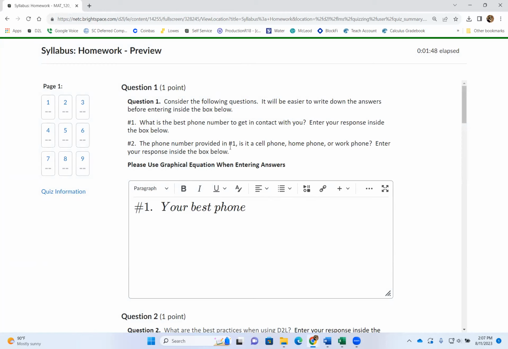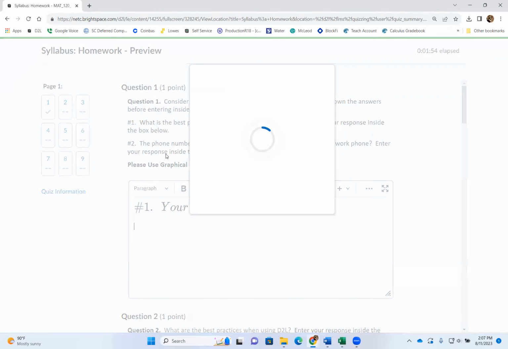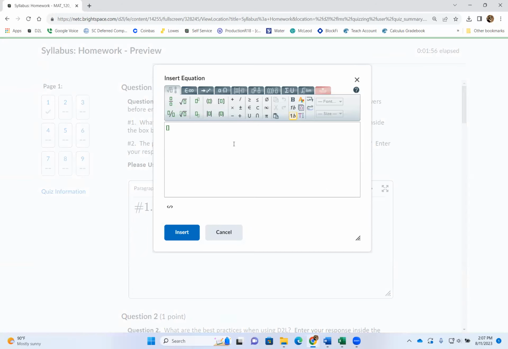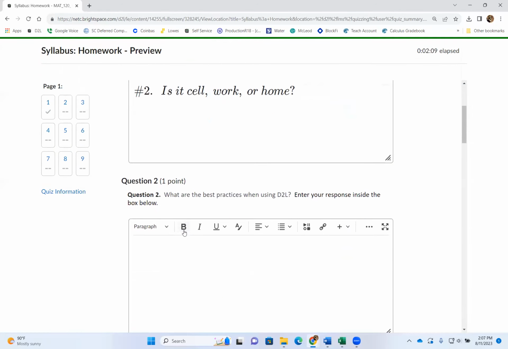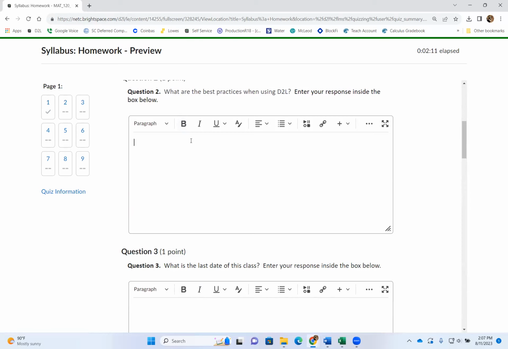Number 2, the phone number provided in number 1 is the cell, home, or work number. So let's go back to graphical equation, plus sign, equation, graphical equation. Number 2. All right, is it cell, work, or home number? Okay, let me know which one is which. Click on insert.